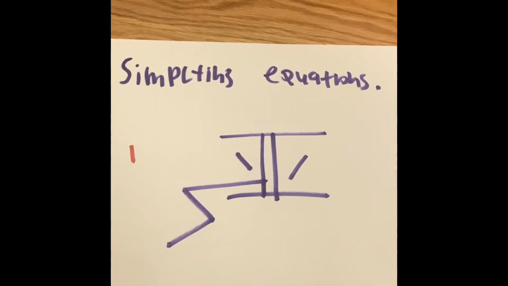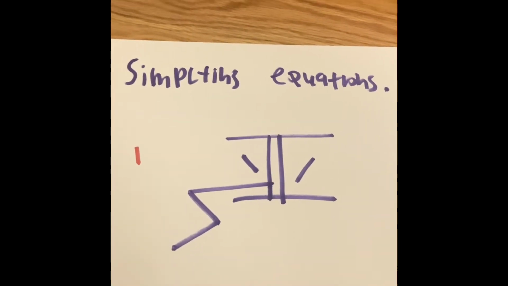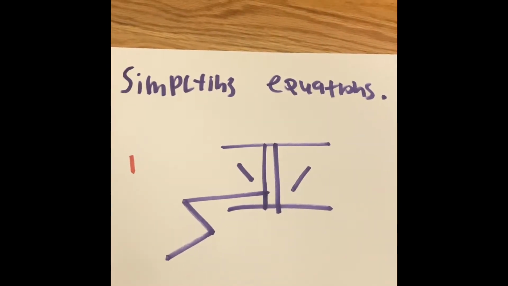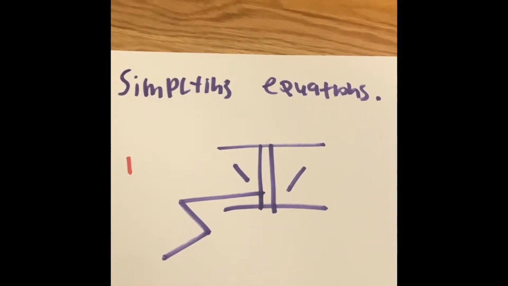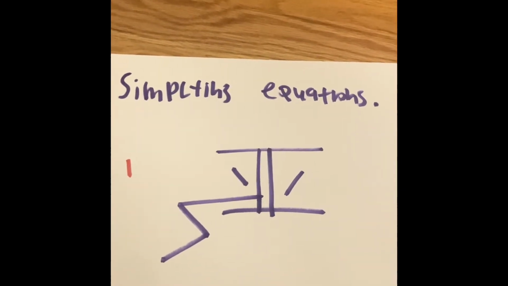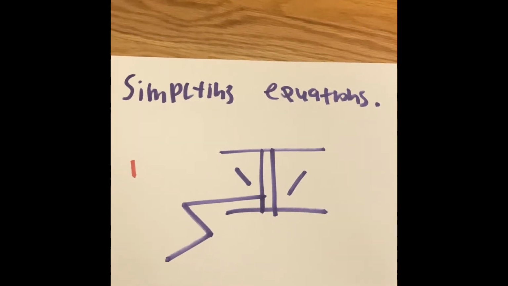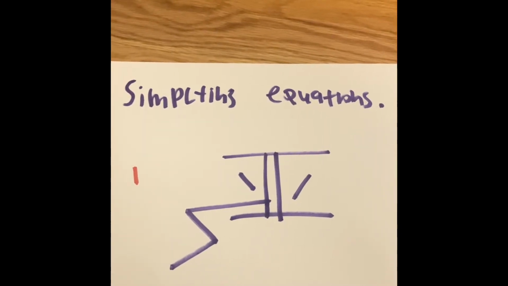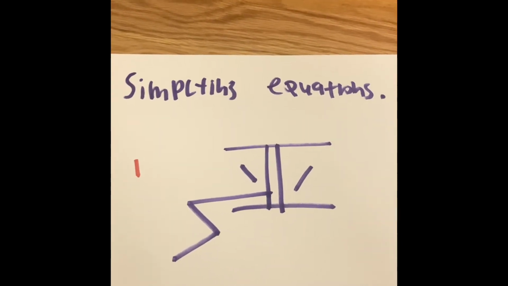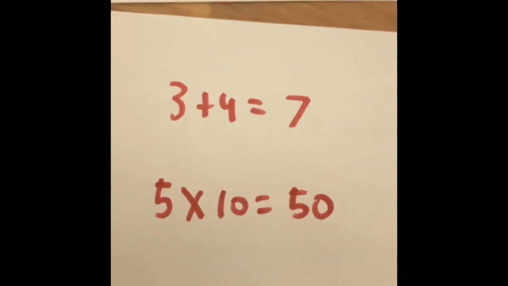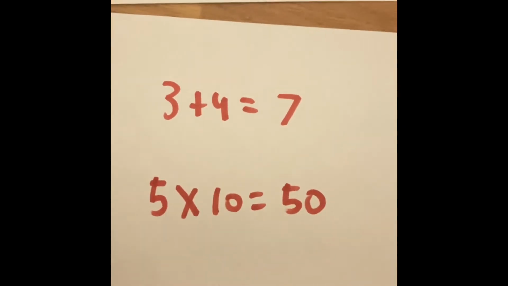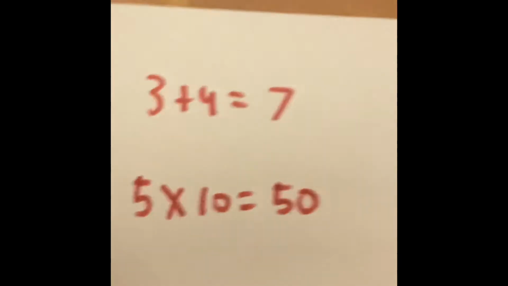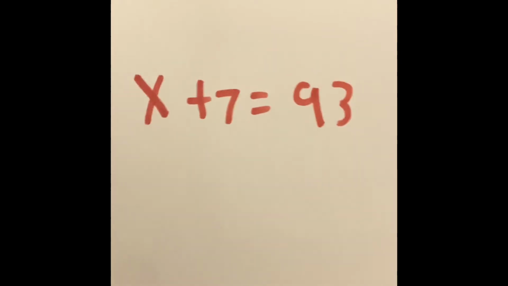Today we're going to be simplifying equations in math. When you simplify equations, you are usually trying to solve problems, and that's what math is all about. But these problems are going to be a little different than the ones you normally solve, like 3 plus 4 equals 7 and 5 times 10 equals 50.